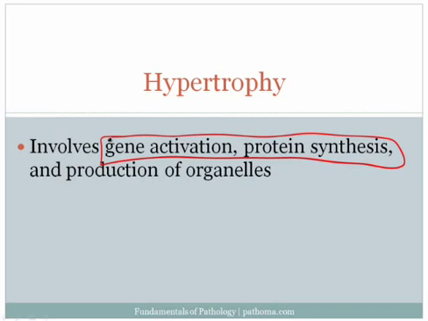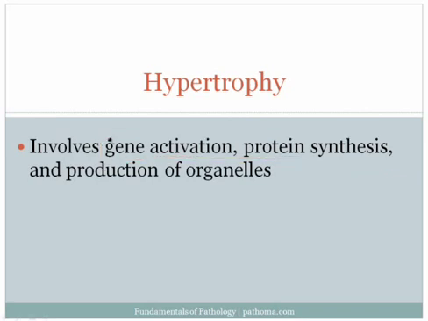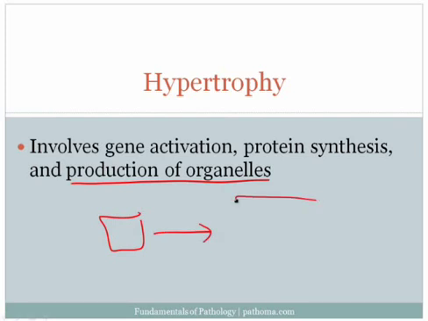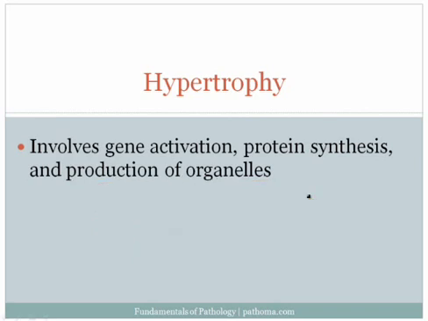Another important thing that will have to occur in hypertrophy is the production of organelles. If the cell is going to go from this size to this size, then it's going to need the organelles that are necessary for cellular function. For example, mitochondria are important for cellular function, and so you will need to increase the number of mitochondria in a cell if we increase its size. So production of organelles is also an important mechanism of hypertrophy, and both of these go hand in hand. That's why I say here in your text that hypertrophy involves gene activation, protein synthesis, and production of organelles.